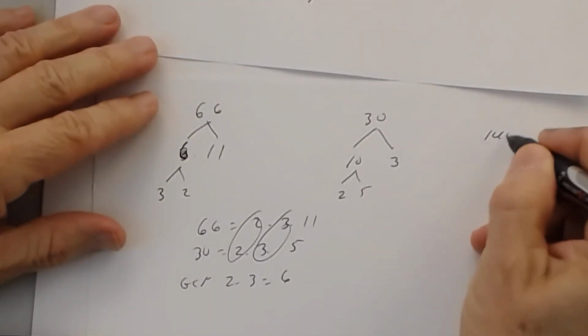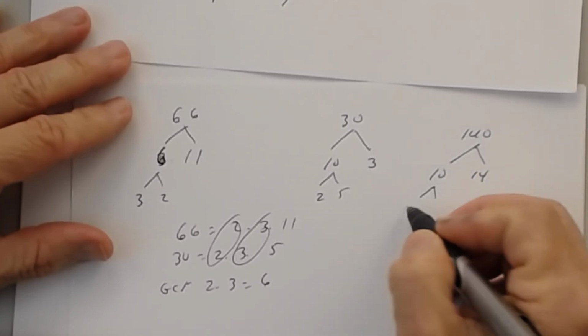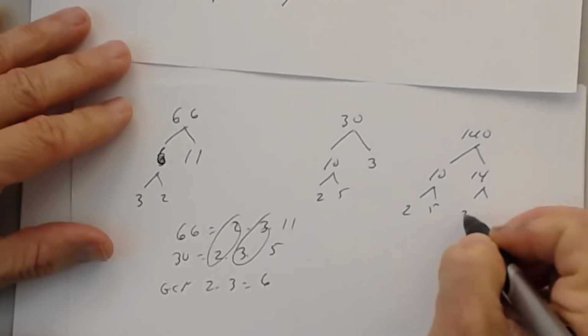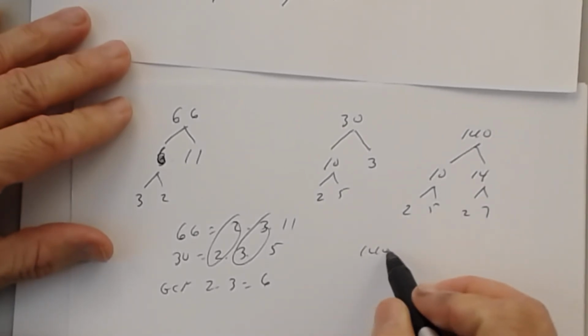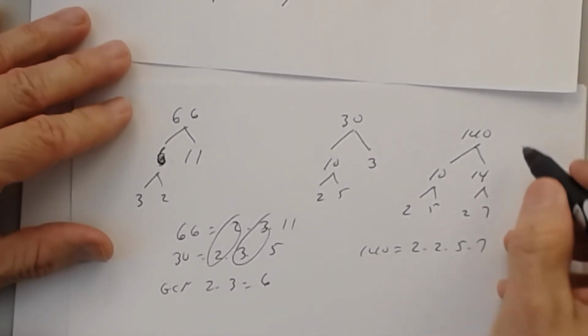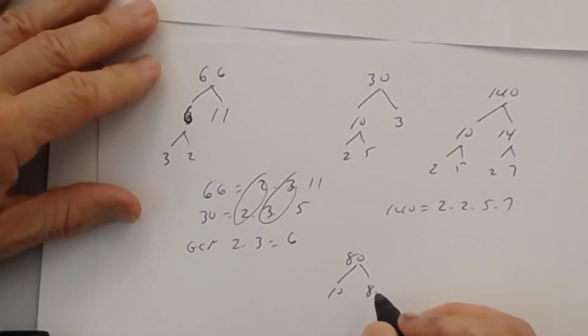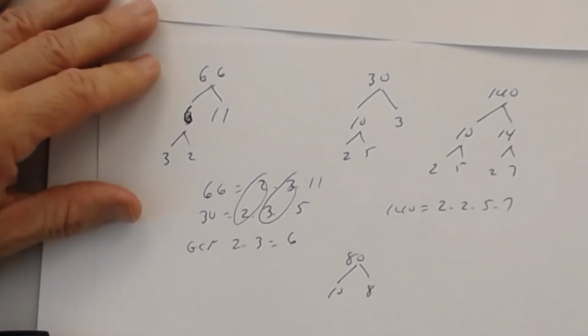Now let's talk about the coefficients. So 140 is 10 times 14, and then 10 is 2 times 5. 14 is 2 times 7, right? So 140 is 2 times 2 times 5 times 7. Y'all agree? All right, let's do 80. 80 is 10 times 8. You could say 2 times whatever. I chose 10 because the last digit was 0. 10 is 2 times 5, and 8 is 2 times 4. But I can do 4 further, right? 2 times 2.